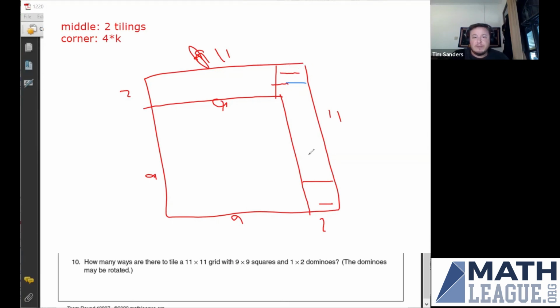Okay. So there are two possible positions for this corner one. Horizontal gives me a 2 by 10 and a 2 by 9. Vertical gives me a 2 by 10 and a 2 by 9, but they're mirror images of each other. So this thing's going to be doubled. So my 4 times k turns out that k is actually 2 times something. We'll call that a different k. I probably should call it p.